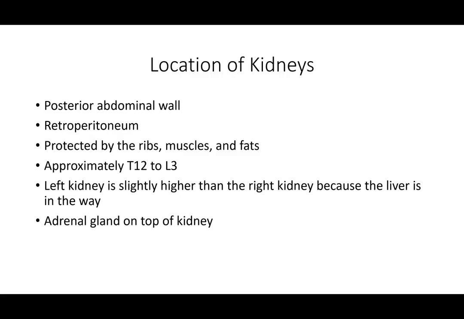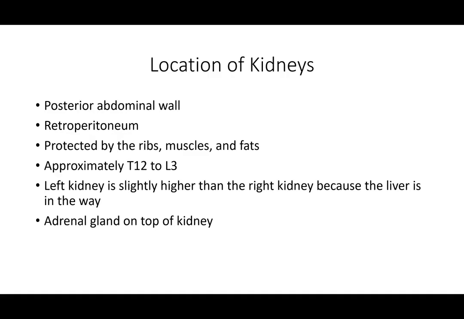They have some different methods of being protected. One is the rib cage, so the lower portion of the rib cage, as well as muscle and some fats, because these are really important structures, so we need to protect them. Their exact placement is going to vary a little bit from person to person, but usually they're found somewhere between thoracic vertebra 12 and lumbar vertebra 3. The left kidney does sit a little bit higher than the right kidney because of the liver placement.